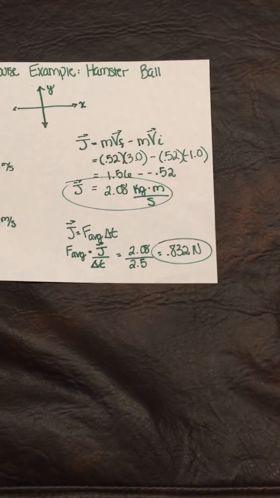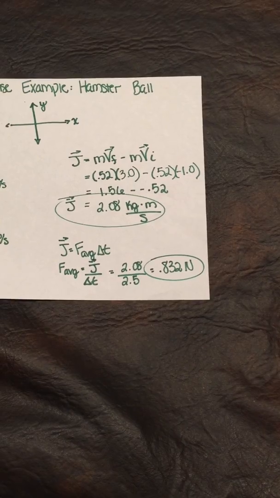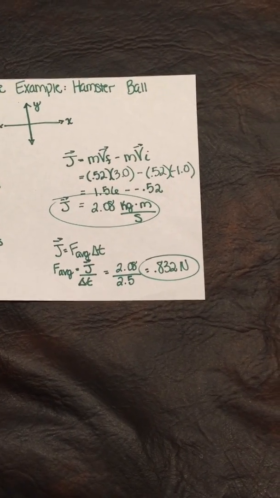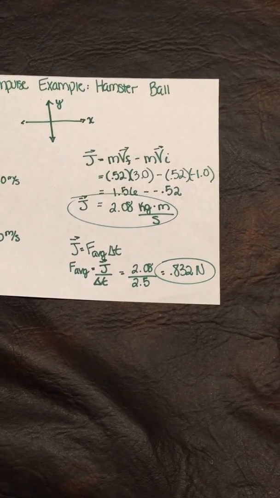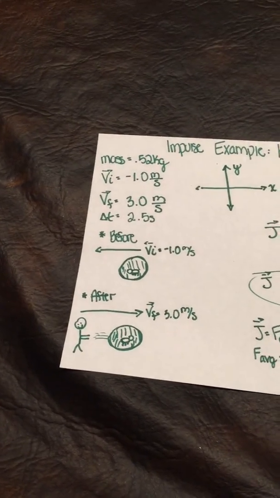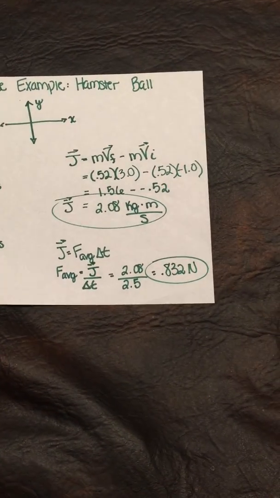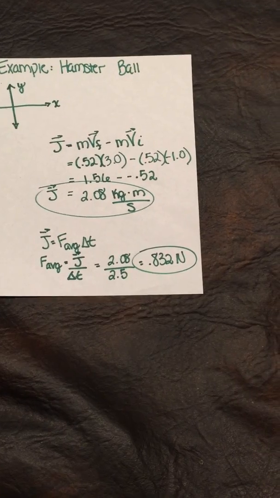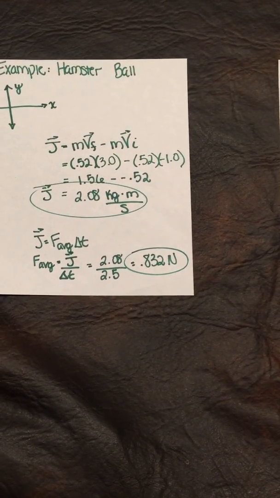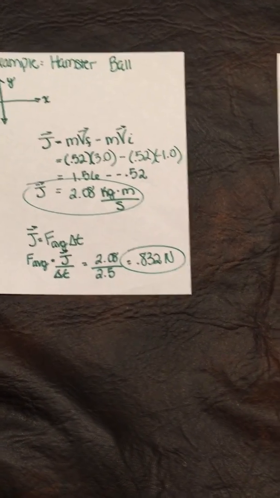We can also take this a step further and calculate the average force exerted on the hamster. Since we've calculated impulse in the step above, and we also know the change in time to be 2.5 seconds, we can calculate the average force, which would be 2.08 divided by 2.5, which would give us an average force of 0.832 newtons.